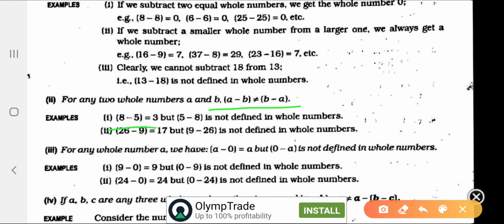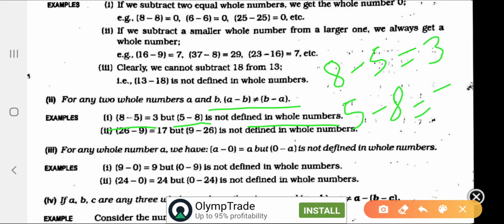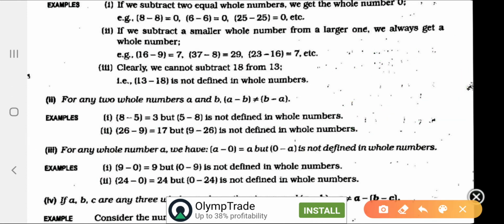8 minus 5 is 3, but 5 minus 8 is not defined in whole numbers. Always remember, it is not defined in whole numbers. It is not written that it cannot be subtracted. It can be subtracted, but the difference would not be a whole number. 8 minus 5 gives 3, but 5 minus 8 gives minus 3. Okay, remember this. This is the difference between these two. Subtraction can be possible, but not in whole numbers. You can see the other example also here.